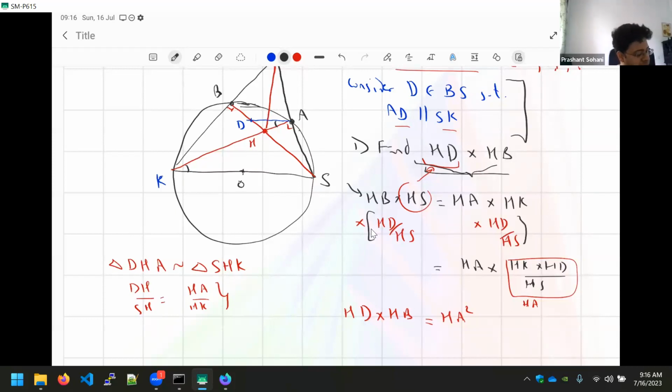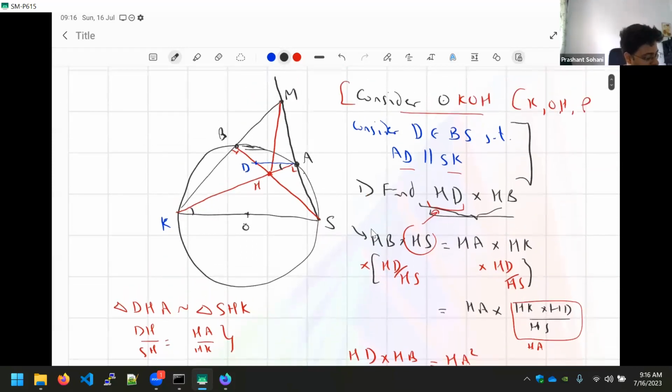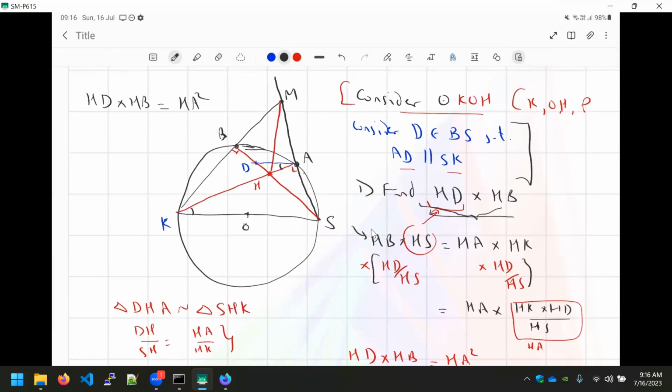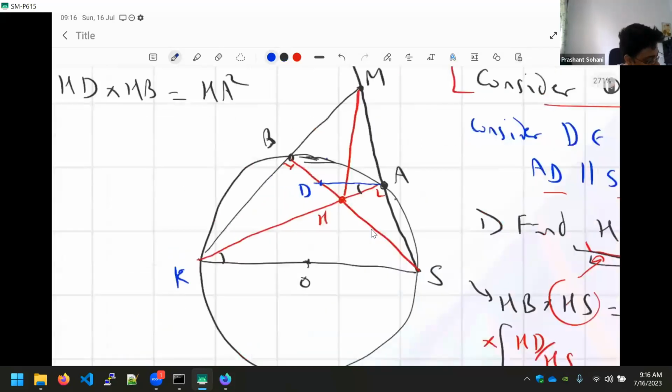So what does that mean in this diagram? From the power of a point theory that you know, if HD into HB is equal to HA square, does that remind you of anything? Sir, HA is tangent to circle of ADB. Correct. So HA, if I consider the circumcircle of ADB, right? Let me just zoom in the diagram a little bit.